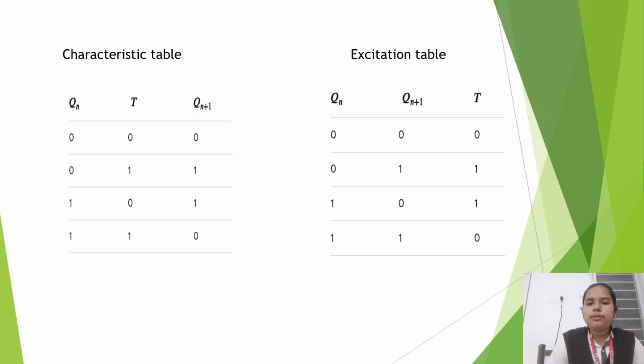The excitation table of the T flip-flop: Qn is the present state, Qn plus 1 is the next state, T is the input. If Qn and Qn plus 1 are both 0, then T becomes 0. Qn equals 0, Qn plus 1 equals 1, T becomes 1. Qn equals 1, Qn plus 1 equals 0, T becomes 1. Qn equals 1, Qn plus 1 equals 1, T becomes 0.